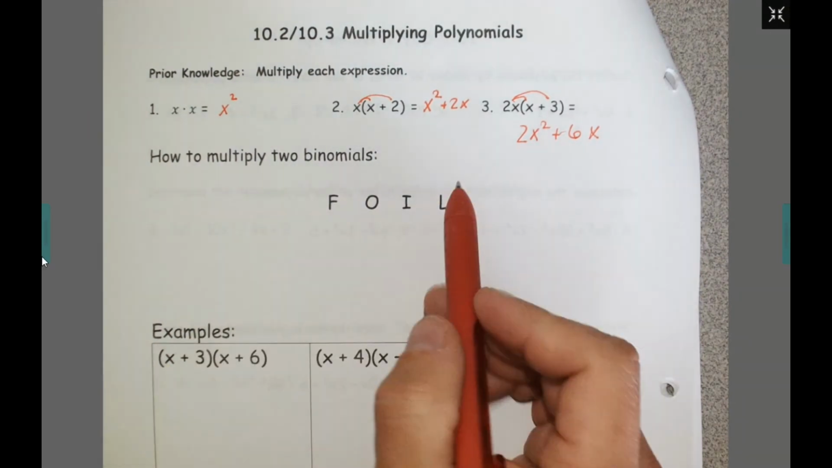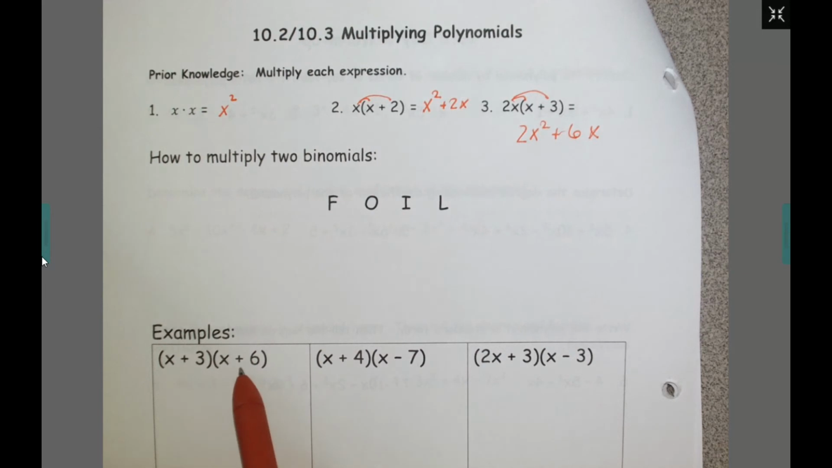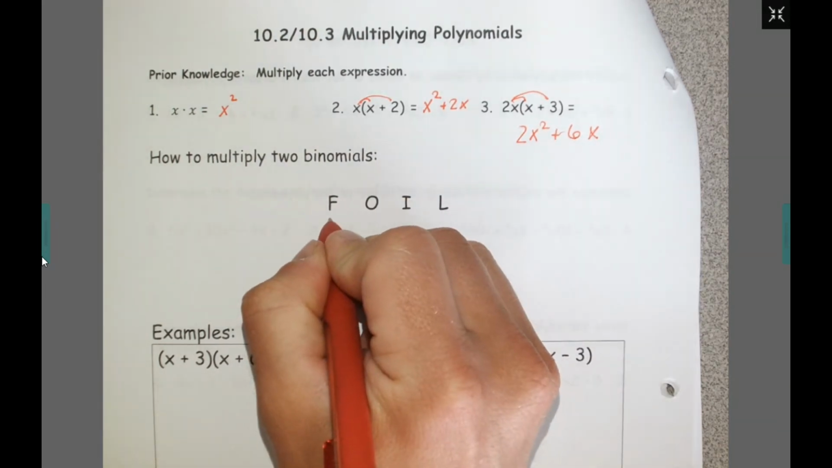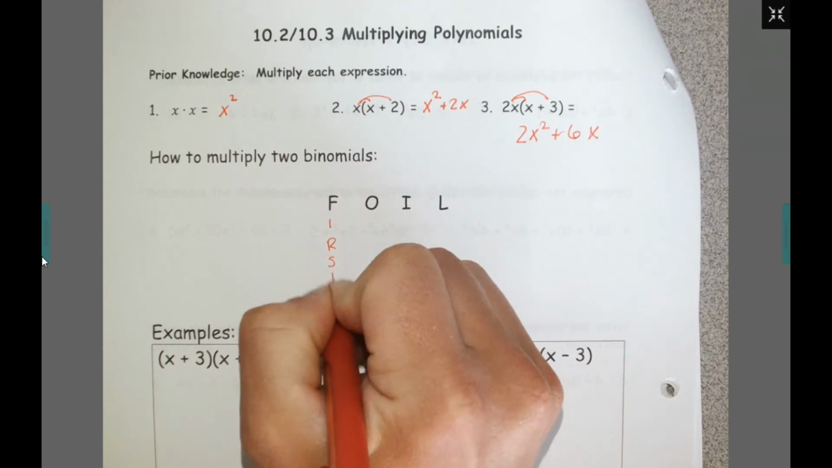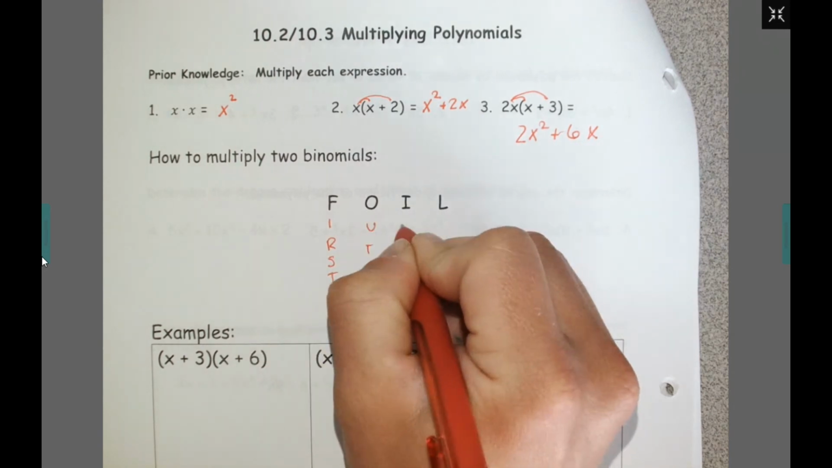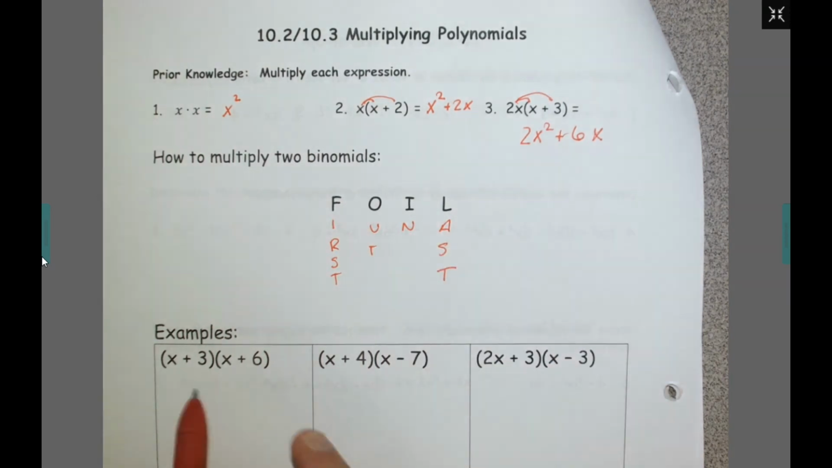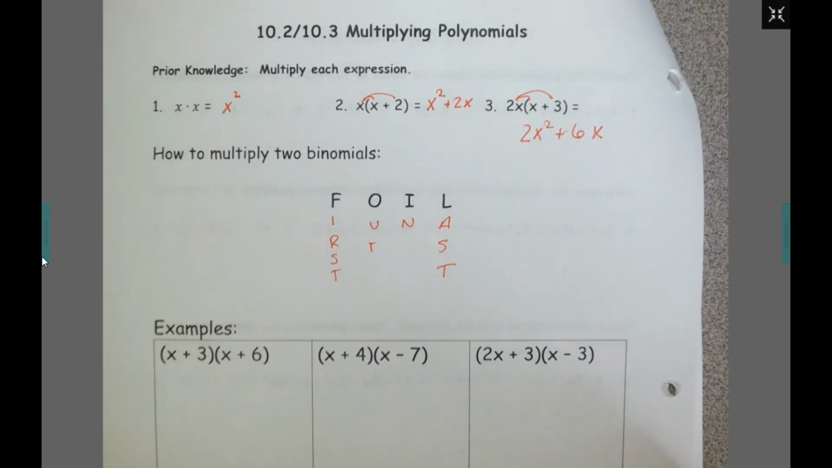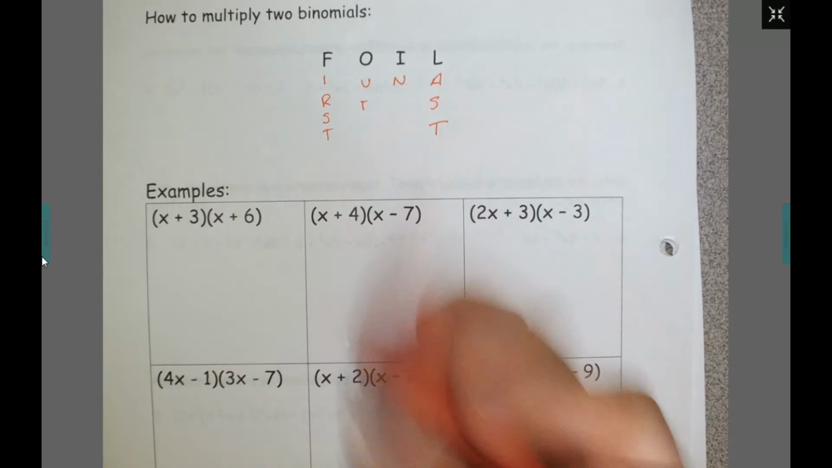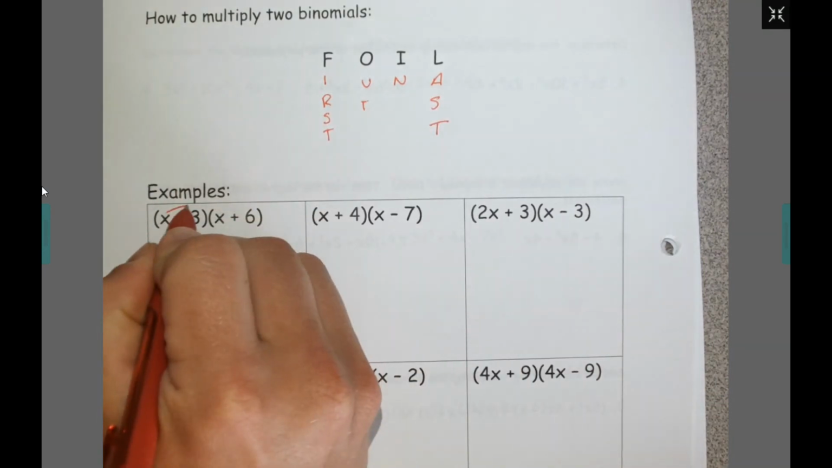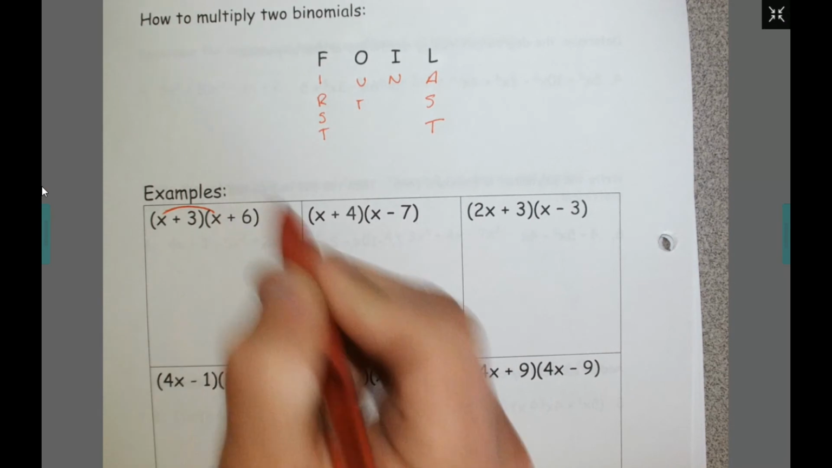When we're multiplying a binomial, so 2 terms times 2 terms, we're going to use this concept of FOIL. What it stands for is first, outside, inside, last. So when you're multiplying 2 terms by 2 terms, we need to follow this order. And really, I like to think of it as a sprinkler. So we take our first 2 terms in each parenthesis and multiply them together.